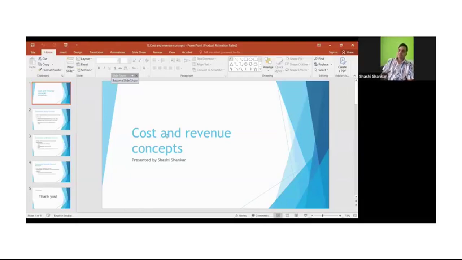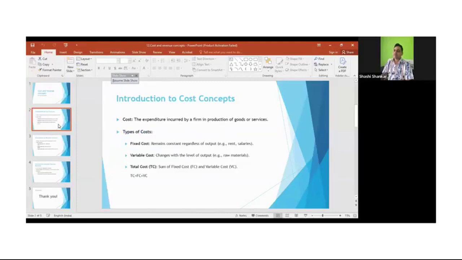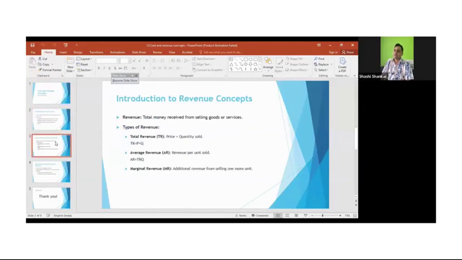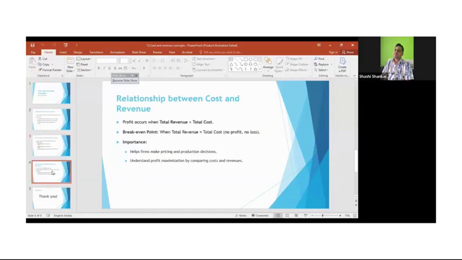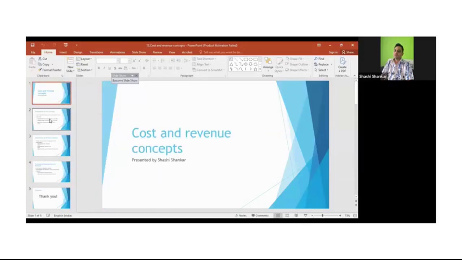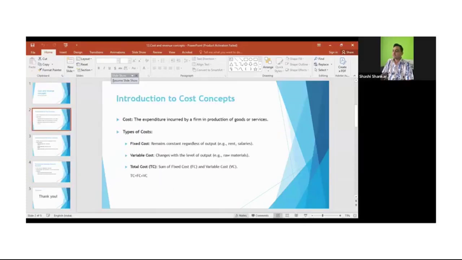So welcome students. Today's topic is cost and revenue concepts. In cost and revenue concepts, I'll walk us through three segments: introduction to cost concept, introduction to revenue concept, and relationship between cost and revenue.